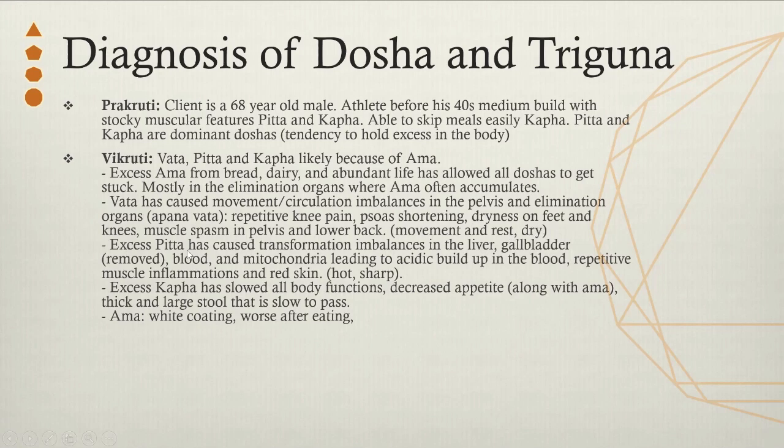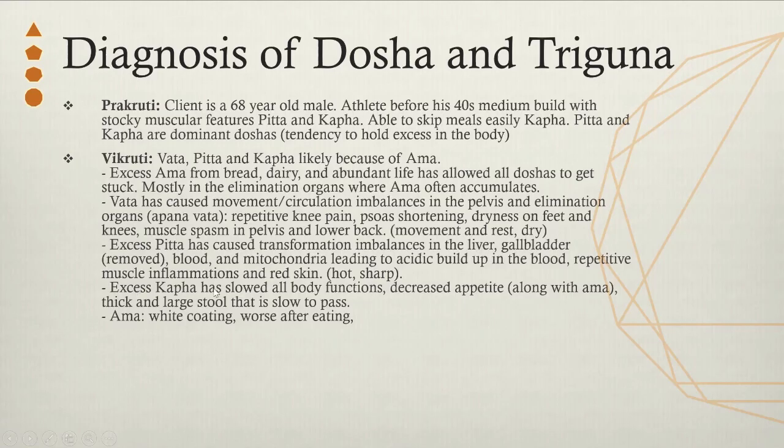Excess Pitta has caused transformation imbalances in the liver, the gallbladder, which has been removed, his blood, and the mitochondria, the transformation inside each cell, leading to an acidic buildup in the blood, repetitive muscle inflammations, and red skin. These hot, sharp qualities that we see building up here.